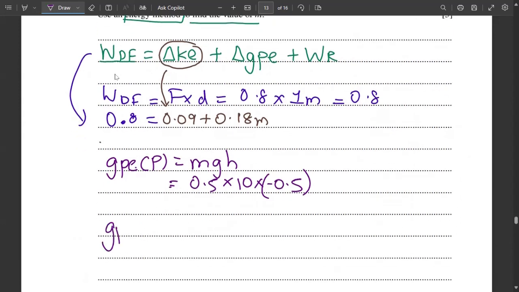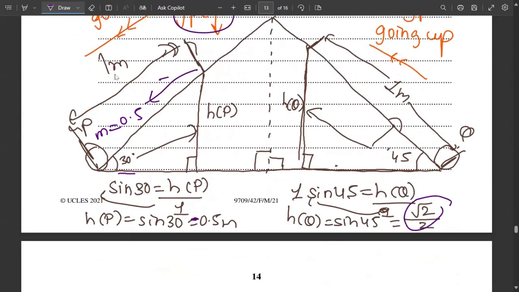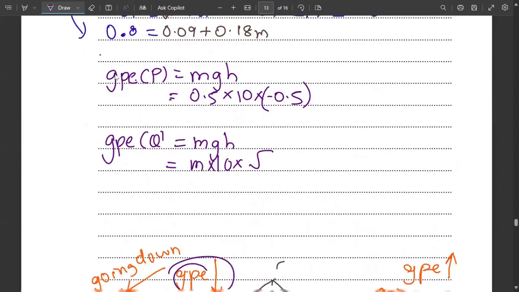And let's talk about GP for Q. This is also equal to mgh. Mass of Q we don't know. The gravity is 10. And this is going up, so the height is root 2 by 2. This is 0.5 into root 2 upon 2. Therefore, this is equal to 5 root 2 minus 2.5 joules. This is equal to 5 root 2 joules.